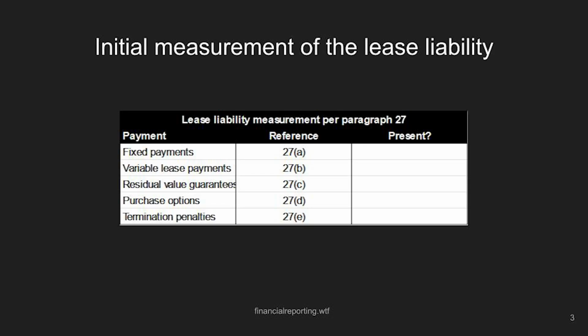The standard says that these payments are to be considered in the determination of the lease liability: fixed payments, variable lease payments subject to a rate or index, residual value guarantee payments expected to be made, purchase option exercise payments, and termination penalties. In this scenario, we only have fixed payments. However, one thing we need to note is that the payments considered in the determination of the lease liability are only those that are not paid at the commencement date, as per paragraph 27. We will have to remember this for when we start putting together our schedule.